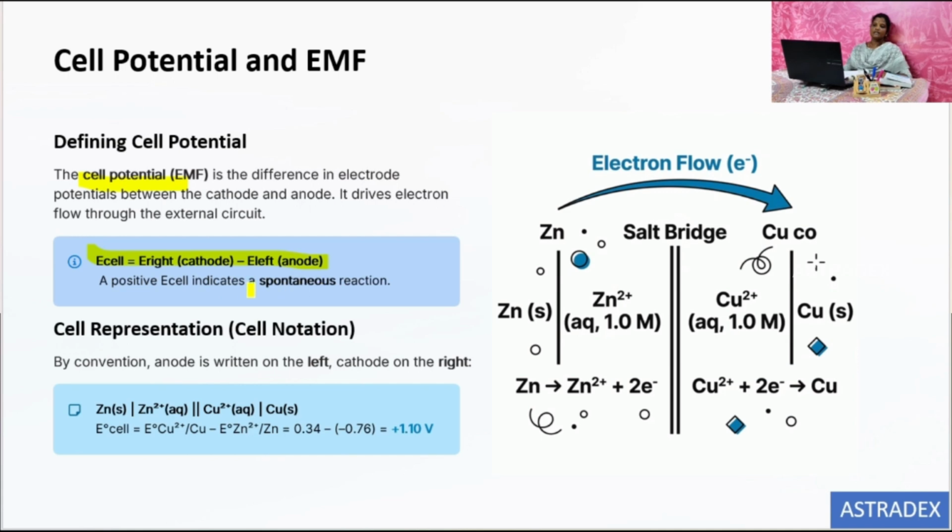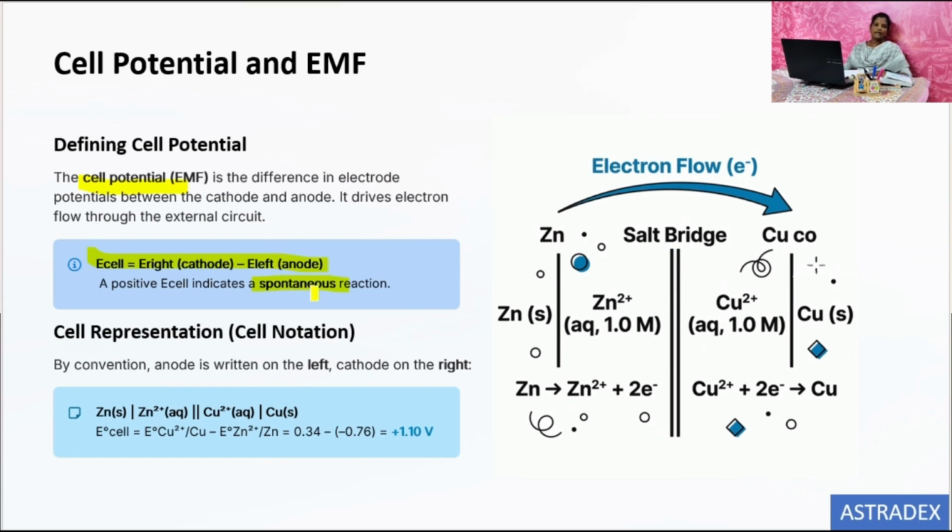A positive E cell indicates a spontaneous reaction. So it's a very, very important line. Spontaneous. Okay, so if I am getting the value in positive, it means that reaction will take place by itself. Okay, by its own. So here, this is cell representation.